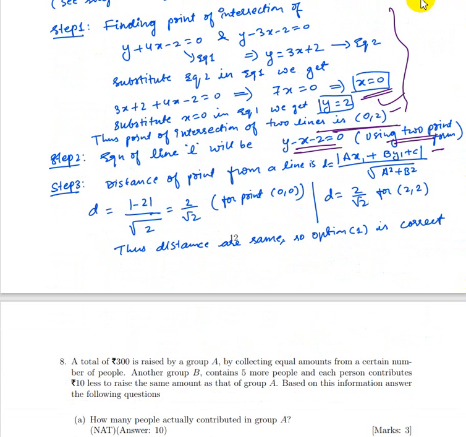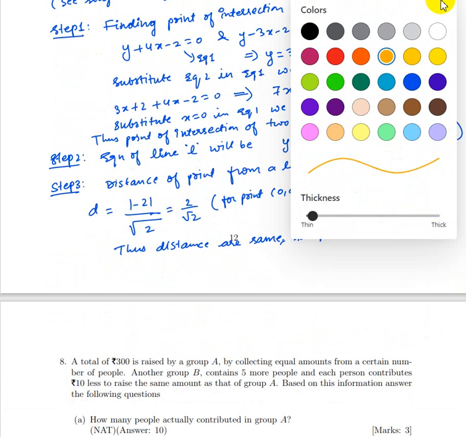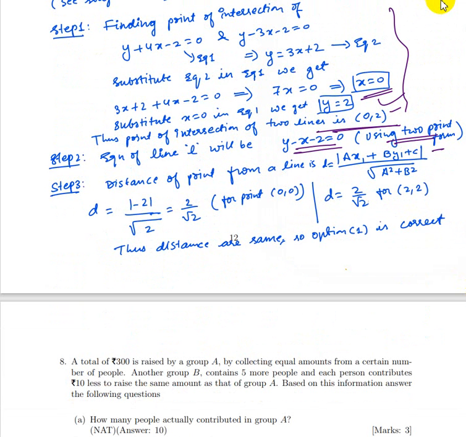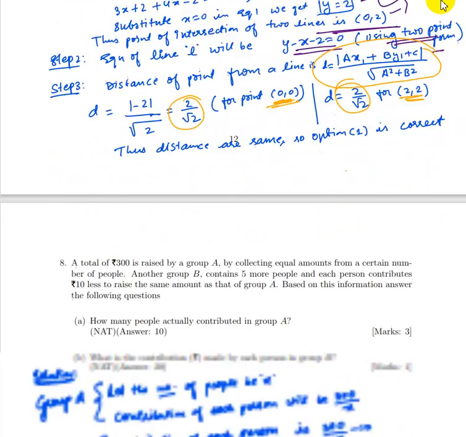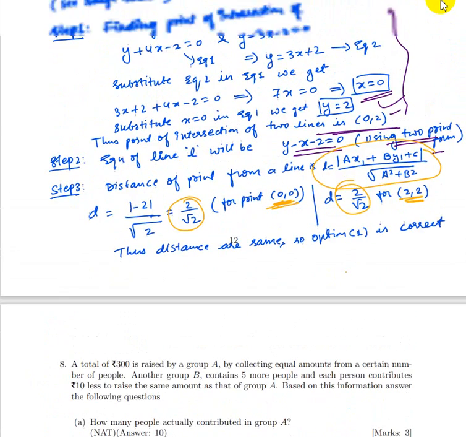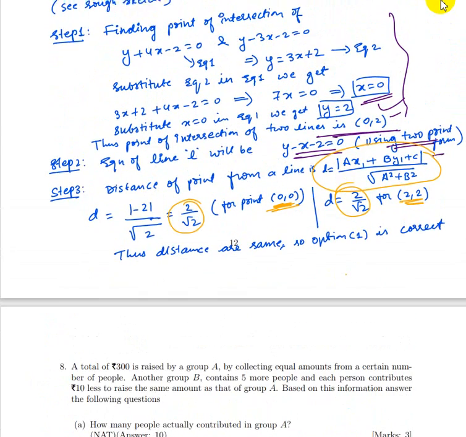And we again know that the distance of a point from line L is given by this formula. So just one by one put both the points which were given, which are 0, 0 and 2, 2, and we will get that both of them are equal. So the points are equidistant from the line.